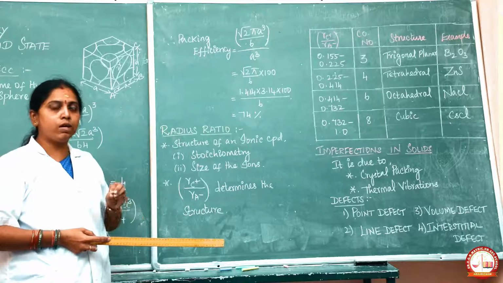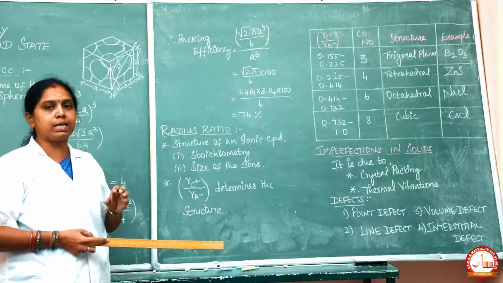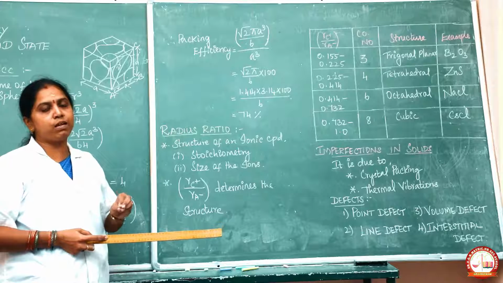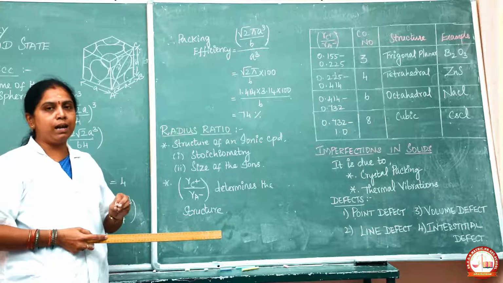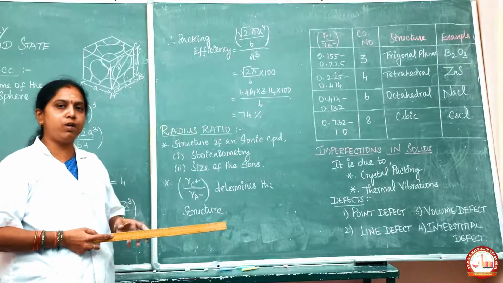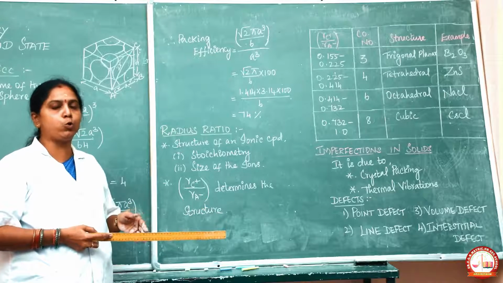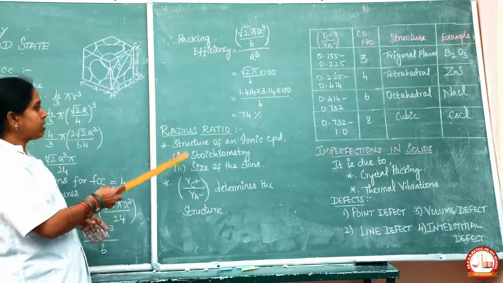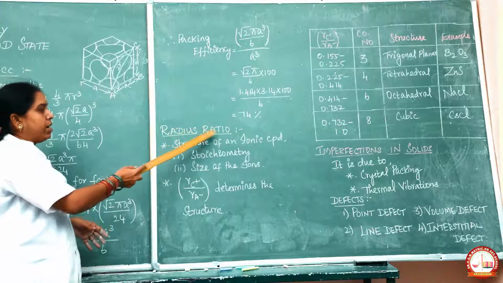That means 74% of the space inside the crystal is occupied by the spheres, leaving the remaining space empty, and this packing is said to be efficient packing when compared to simple cubic and body centered cubic. Next we'll discuss the radius ratio.